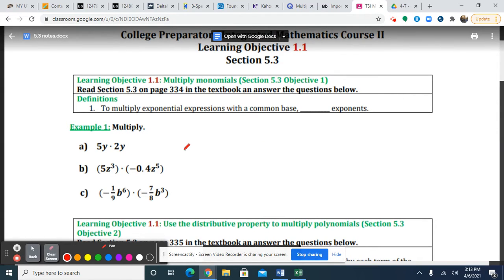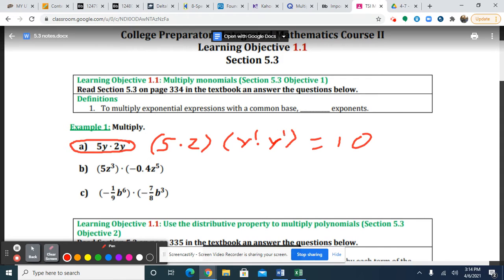All right, so there's a couple things that we need to remember before we start learning about multiplying binomials, which is what this chapter is about. If you see these examples right here, we have 5y times 2y. When we multiply those two things, that's saying 5 times 2, and that's y times y. Now 5 times 2, pretty simple, we can say that's 10. But y times y, if there's nothing there, we can assume that the exponent we have is 1.